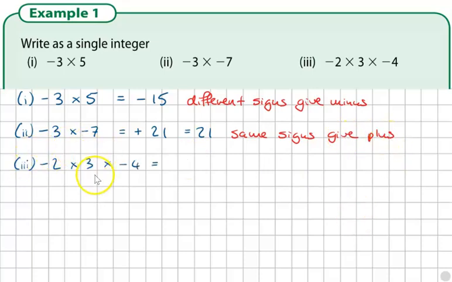And then we have -2 times 3 times -4. So I suggest you do the first two, work them out, and then bring down the multiplied by -4. So -2 times 3. A minus times a plus is a minus, or different signs give minus, and 2 by 3 is 6. So we get -6. And then we bring down the multiply sign and the -4. So then we go again, -6 times -4. Well, a minus by minus is a plus, or same signs give plus, and 6 by 4 is 24. So we get +24, but we can just get rid of the plus and just write 24.